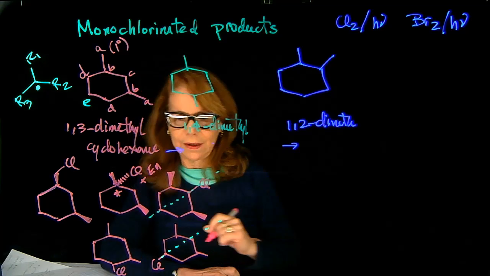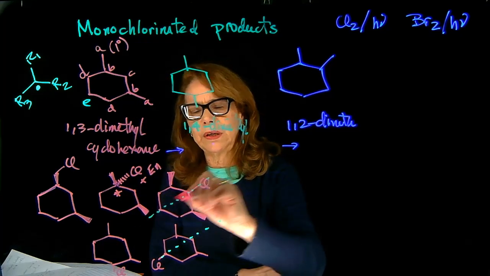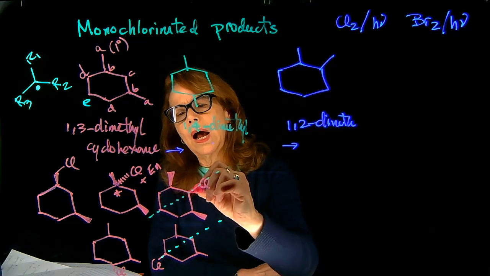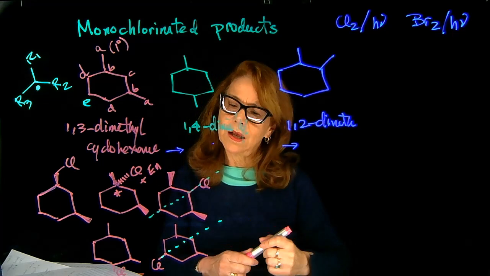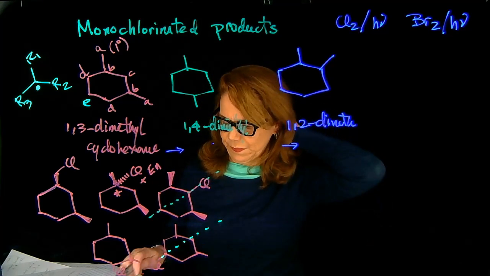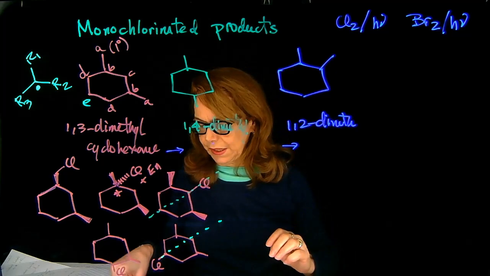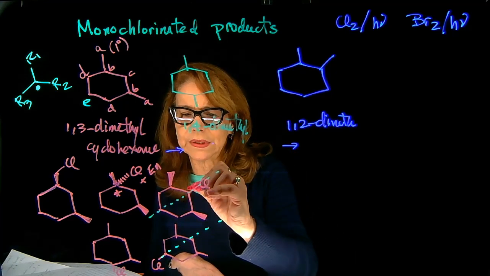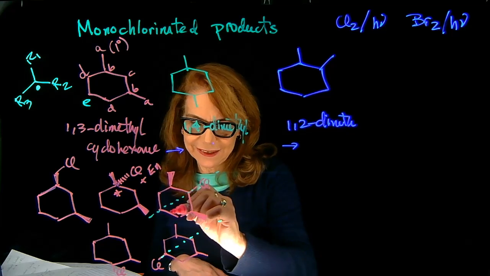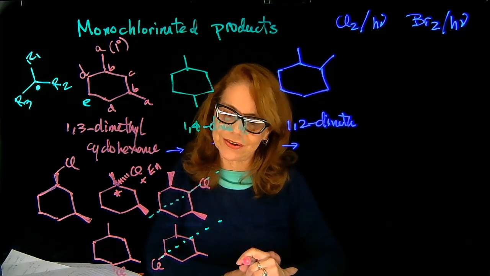Now if you see this one, this has a plane of symmetry right there. What it means is this center has one substituent the same as the other, traveling this direction and traveling that direction. So that's not a chiral center.